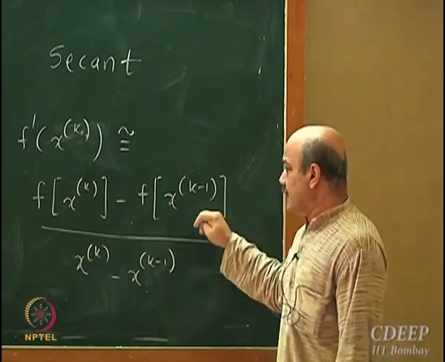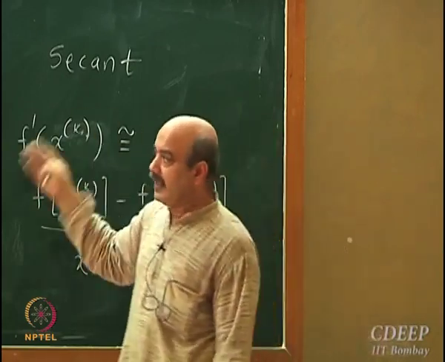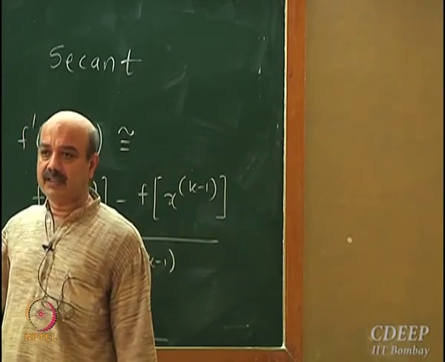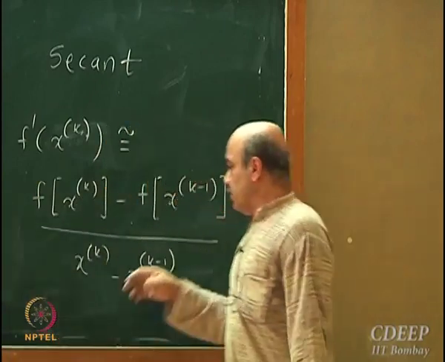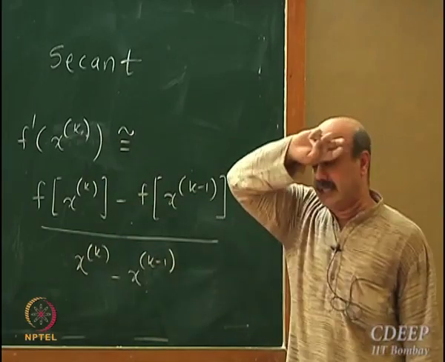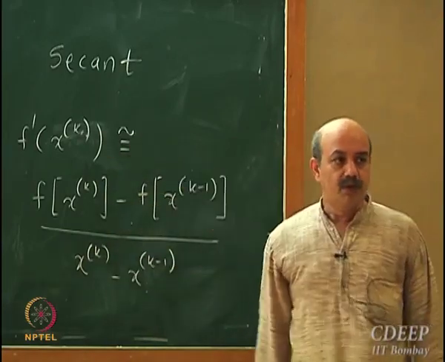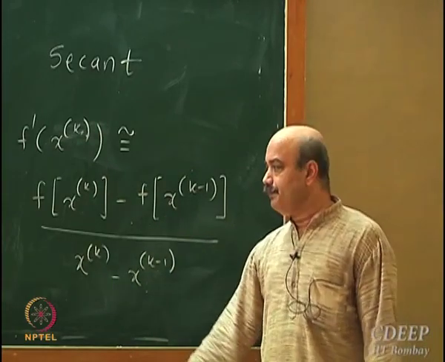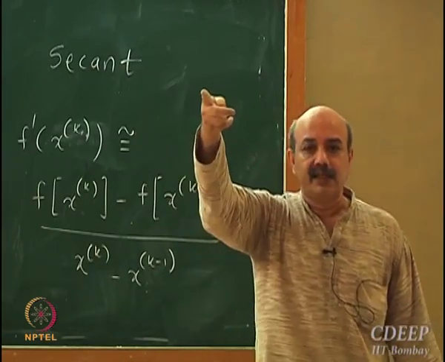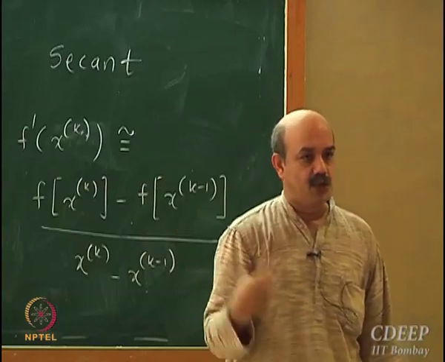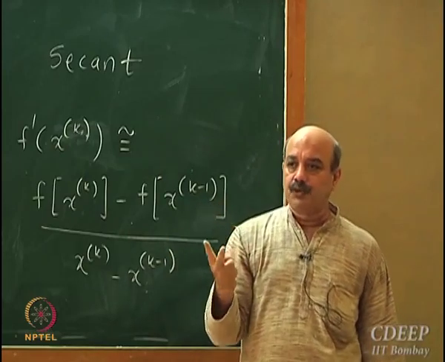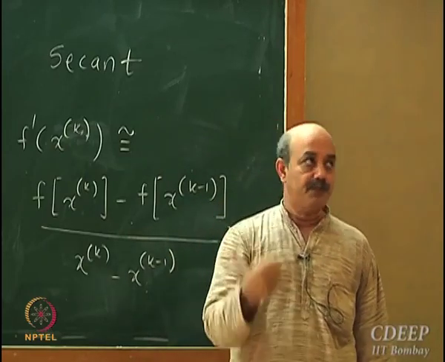You need two initial guesses, x0, x1, then you can create the next guess x2 starting from x0, x1, because this gradient calculation will require x0, x1. Then you compute the gradient from two initial guesses, and then you can move on to x2. Then from x2, x1 you can create x3, from x3, x2 you can create x4, and so on. Okay, so you start with two initial guesses, x0, x1, create x2, using x2, x1 create x3, and so on.